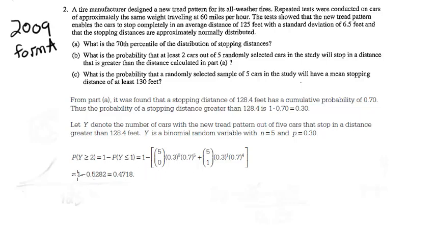If you did not want to do it that way, if you just wanted to write out the probability that y is greater than or equal to 2, you're choosing out of 5 cars, 2 that stop at a distance greater than 128.4 feet. So that's 0.3 to the second power, since there's a 30% chance that the stopping distance for a car is greater than 128.4 feet, and 0.7, that means 3 of the cars will stop in less.